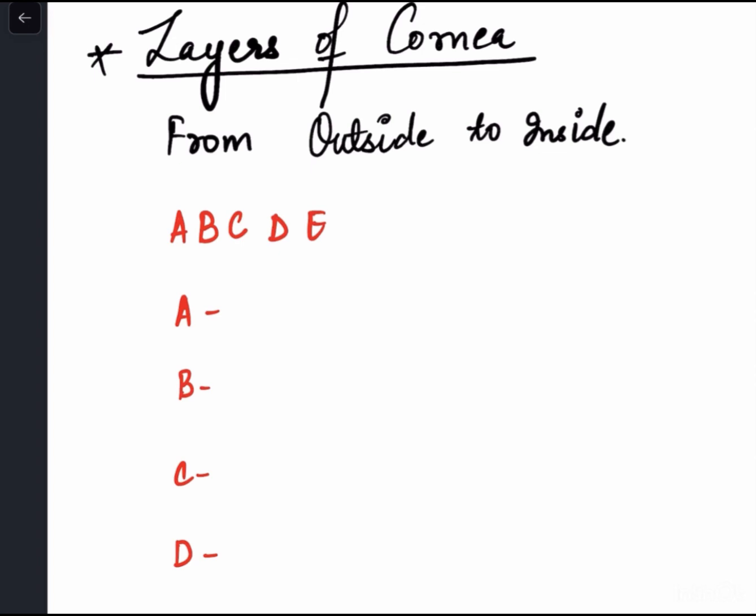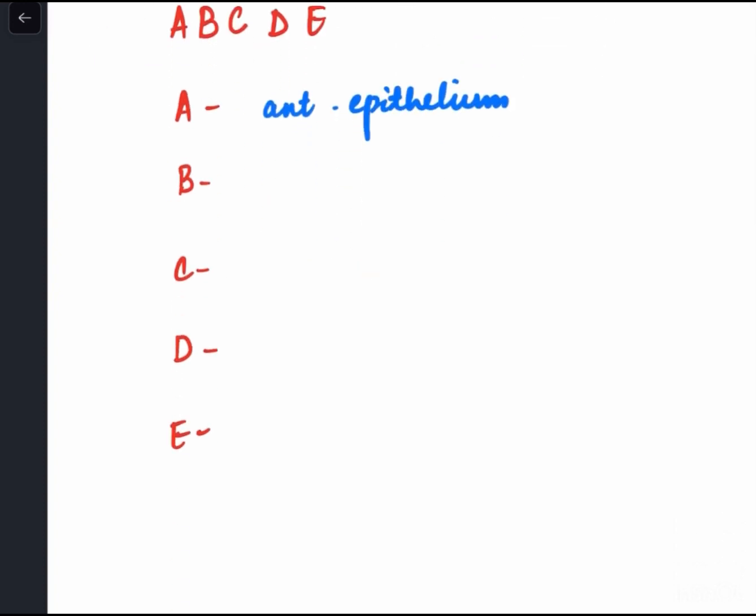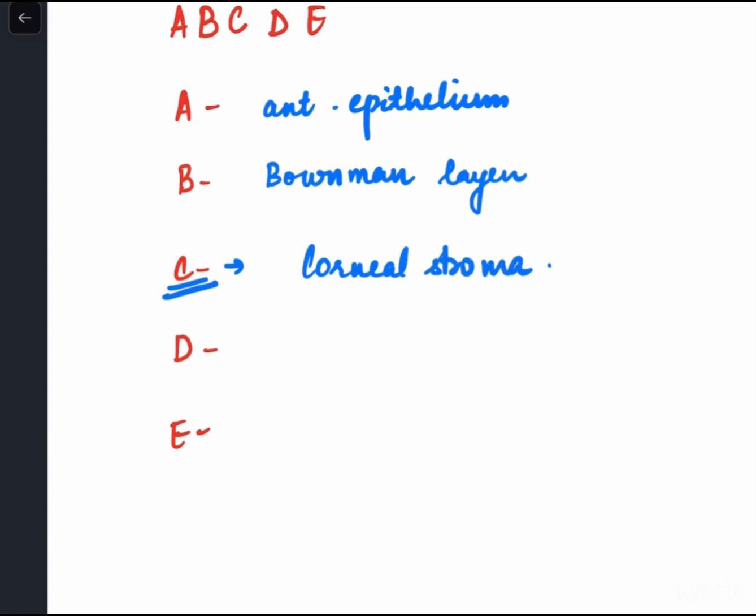So the first layer is the anterior epithelium. The second layer, that starts with B, is Bowman's layer. The third letter is C, that is stroma, or we can say corneal stroma. Fourth is Descemet's membrane, and fifth is endothelium.